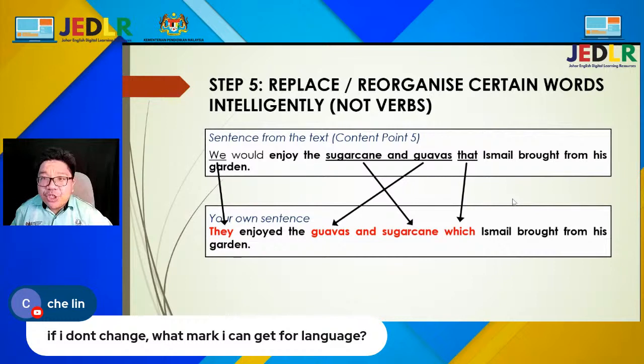Which is a synonym, right? Relative pronoun. Ismail brought from his garden. So they enjoy the guavas and sugarcane which Ismail brought from his garden. So this is what we call changing intelligently.